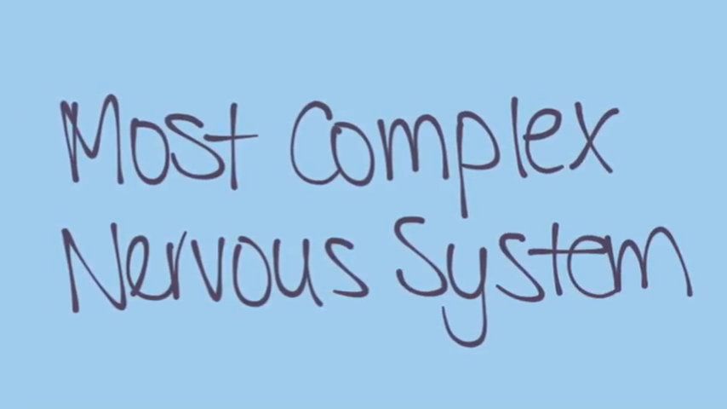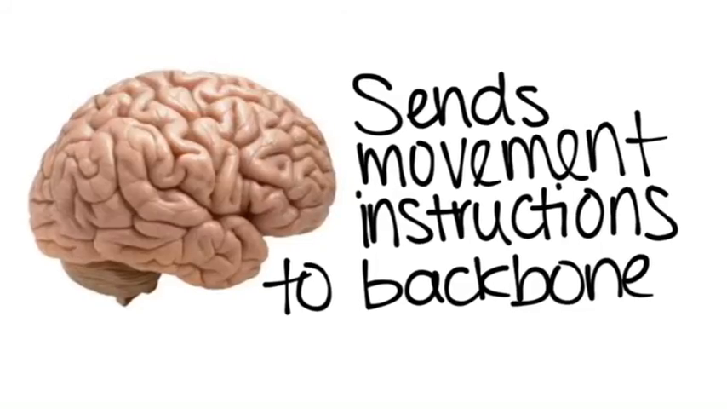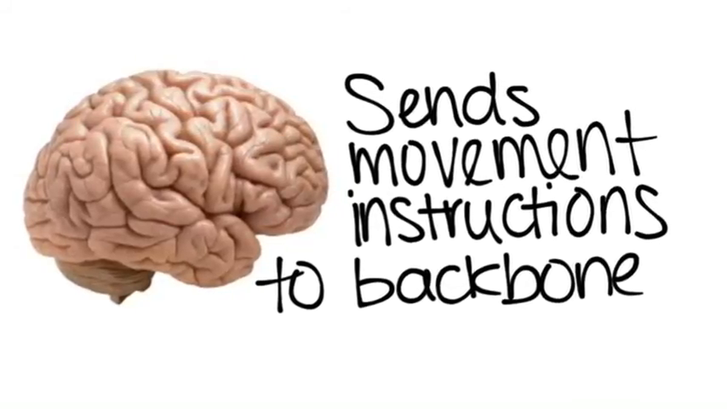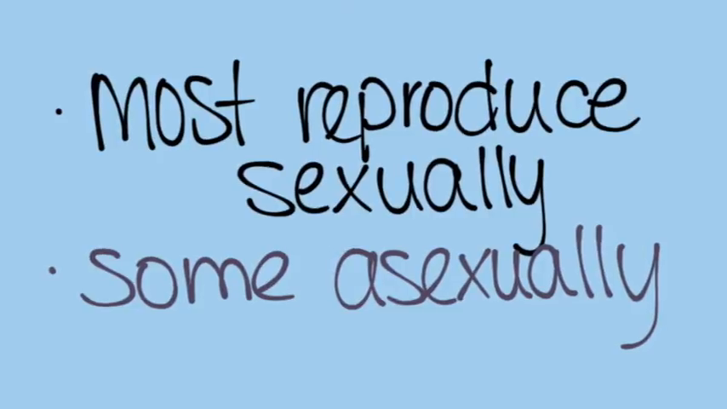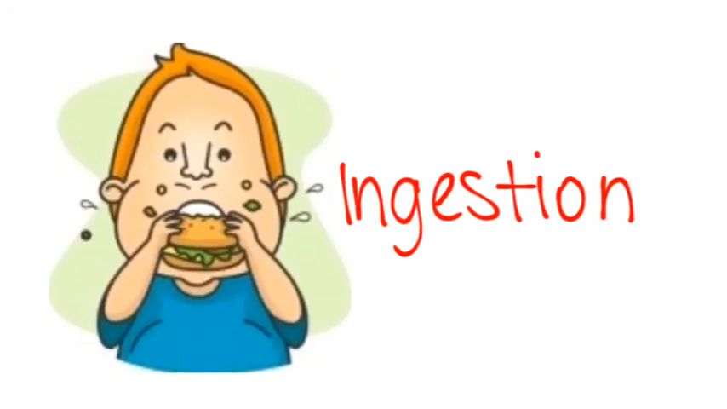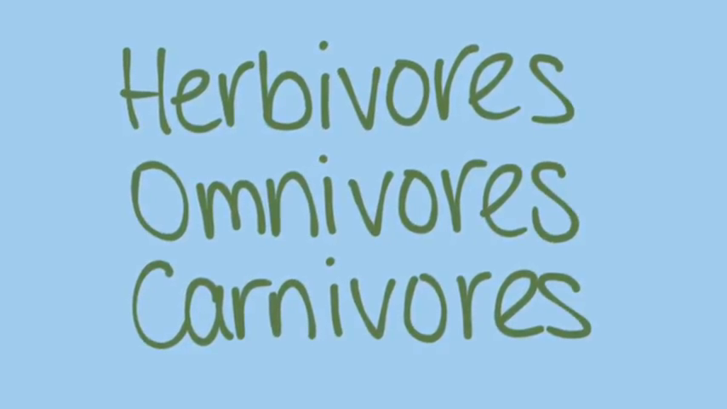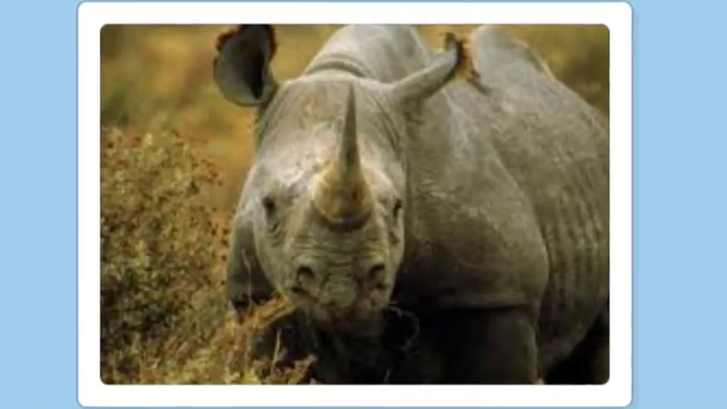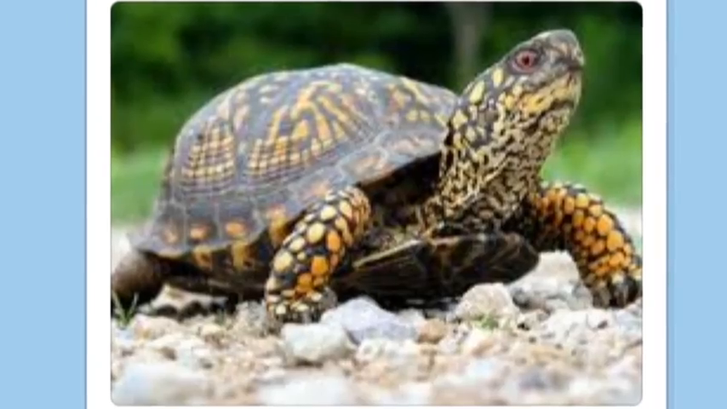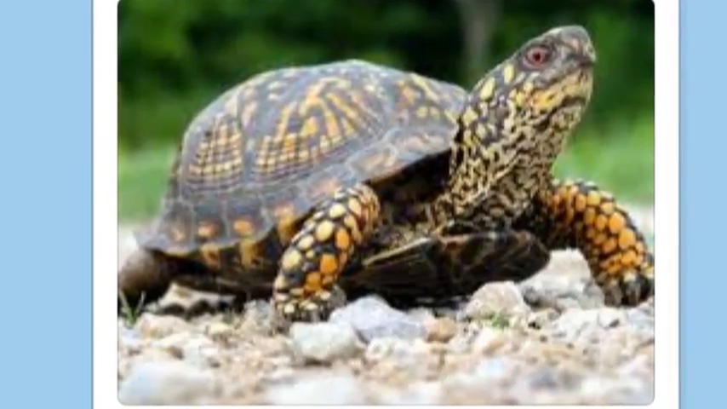They have the most complex nervous system. The brain sends movement instructions to the backbone. Organisms in Chordata have a closed circulatory system. Most reproduce sexually, but some reproduce asexually. Life begins from fertilization of the egg by the sperm. The organisms consume food through ingestion. Some can be herbivores, omnivores, or carnivores. Rhinoceroses are part of the class Mammalia, and turtles are part of the class Reptilia. The end.